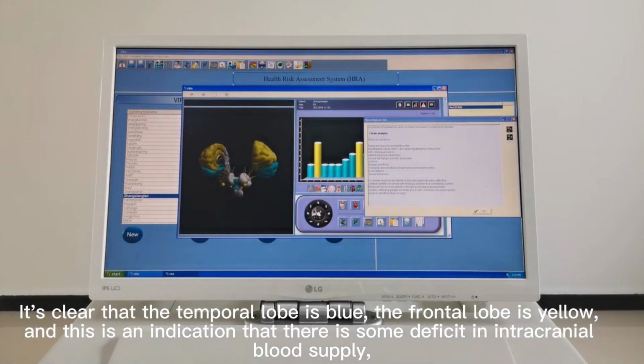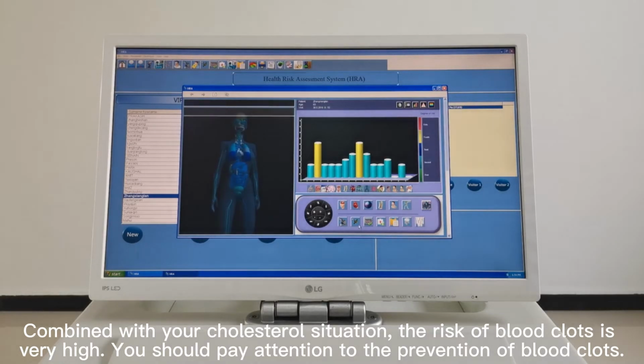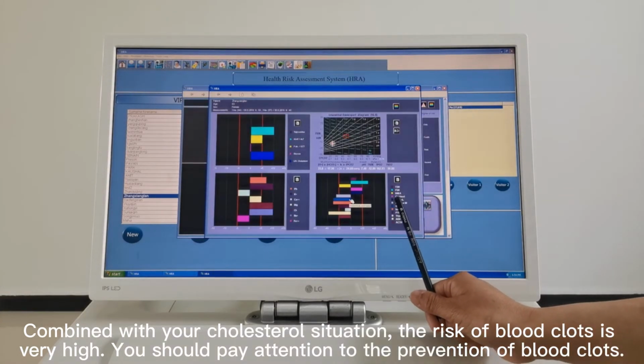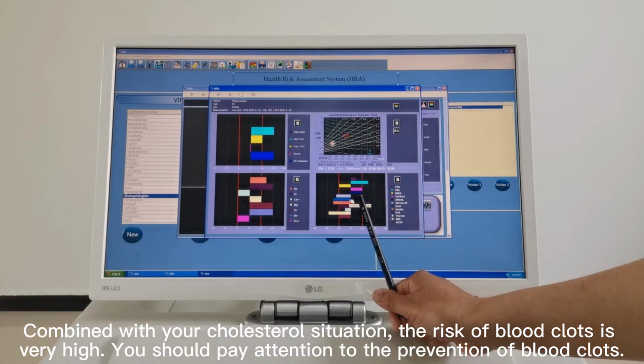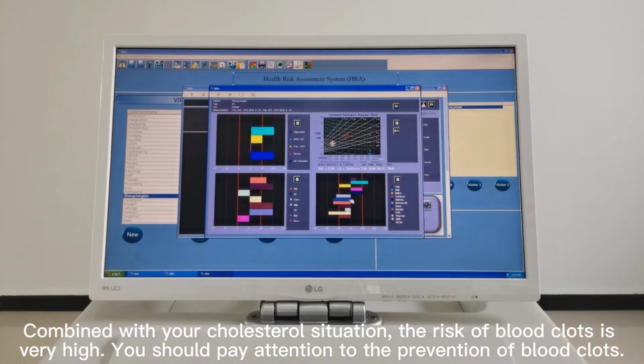This is an indication that there is some deficit in the intracranial blood supply. Combined with your cholesterol situation, the risk of blood clot is very high. You should pay attention to the prevention of blood clot.